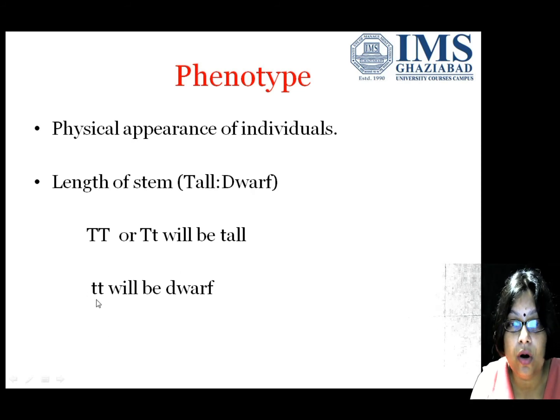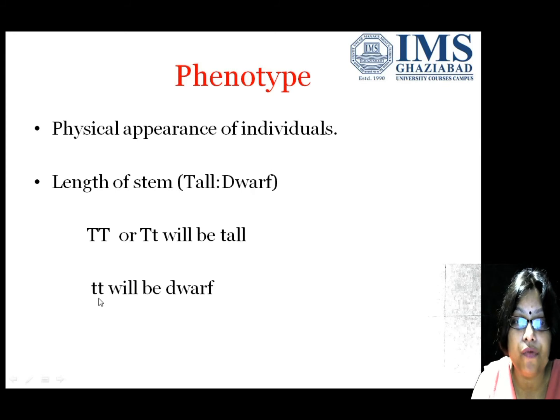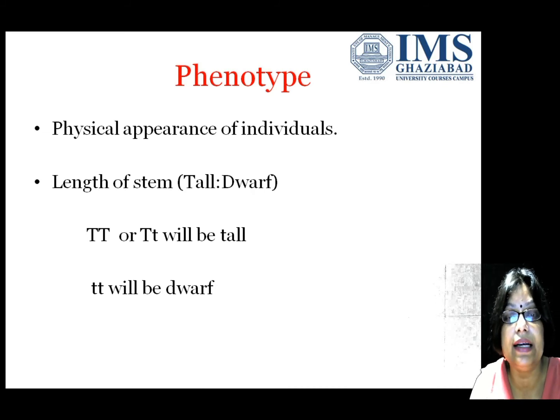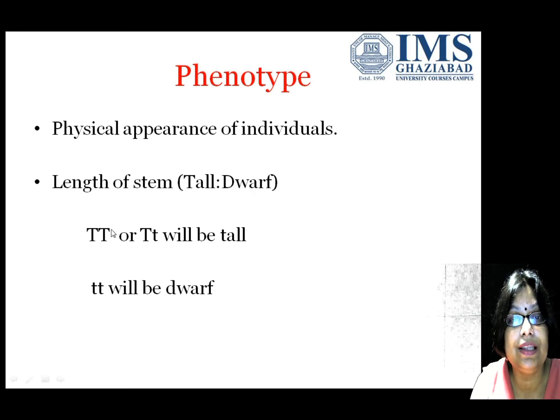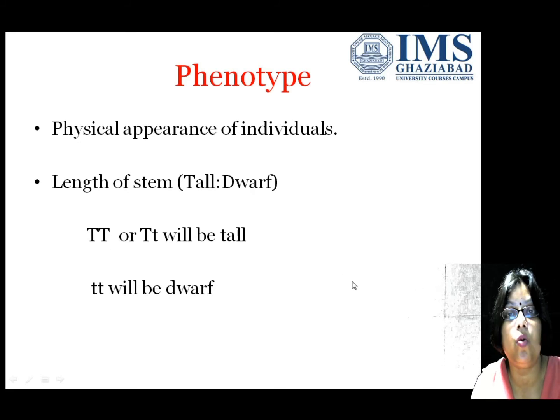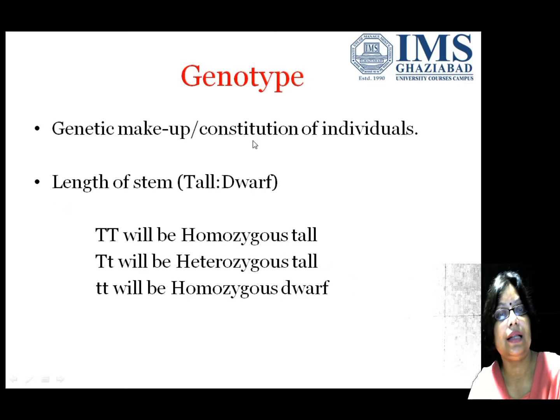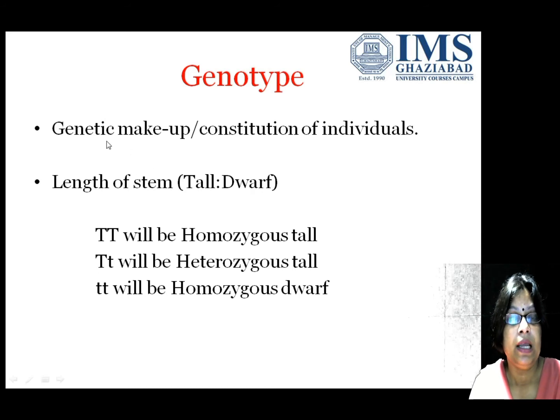When small t, that is the gene for the dwarfness, is present twice, or both the alleles are similar in nature, then we can say the individual is dwarf, or the physical appearance of that individual is dwarf. So we can find out with the presence of the genes for each and every individual what is the phenotype of that particular individual. The other term is the genotype.